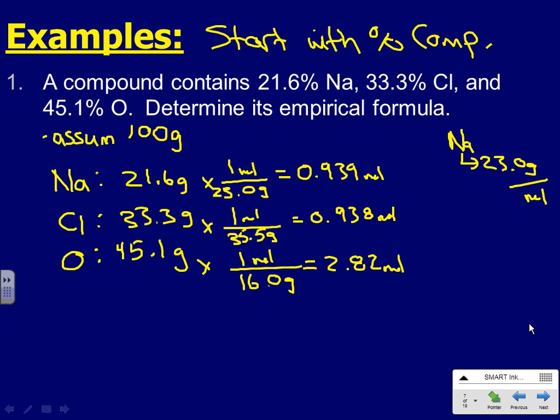And by the way, these lowest numbers, what number do you think they have to be? They've got to be ones. How can I turn a number like 0.939 into the number 1? What do I do mathematically? Put it in a fraction.